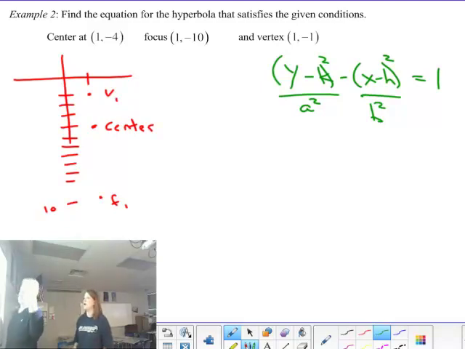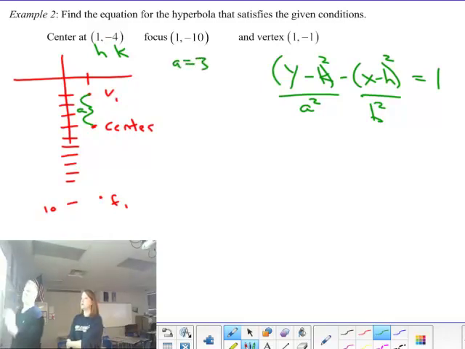Hey, Mr. Madsen, we already have the center. We already have H and K. That's awesome. So why would they tell us a vertex? Well, the vertex leads us to the length A, because of the definition. If the vertex is at 1, -1, and the center is at -4, then wouldn't A be 3 units? Yep. I concur.